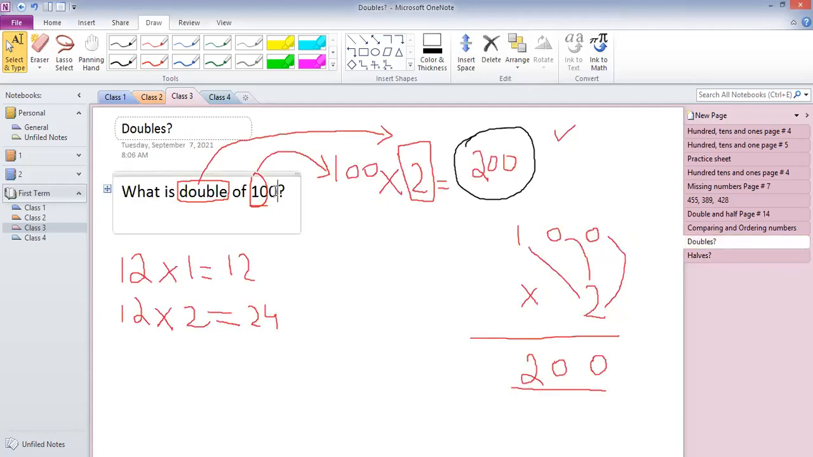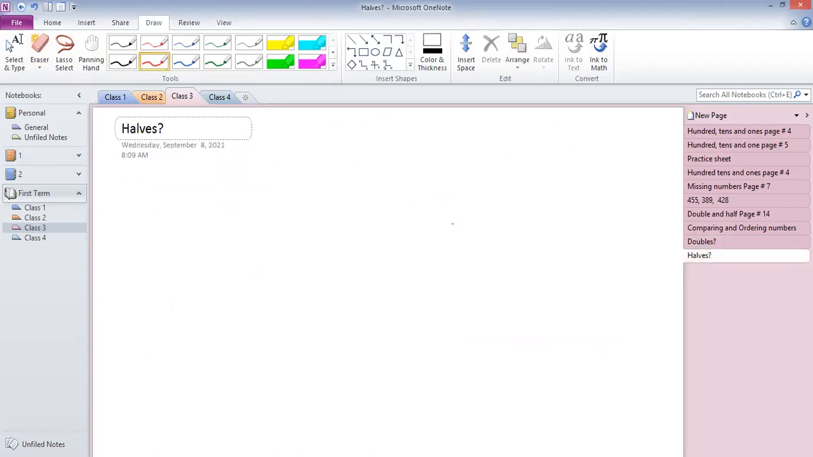Let's suppose I ask you what is the double of 2. So you will say, sir, the double of 2 is 4, because 2 multiplied by 2 equals 4. And if I ask you what is the half of 4, so you will say the half of 4 is 2. So half is the opposite of double.